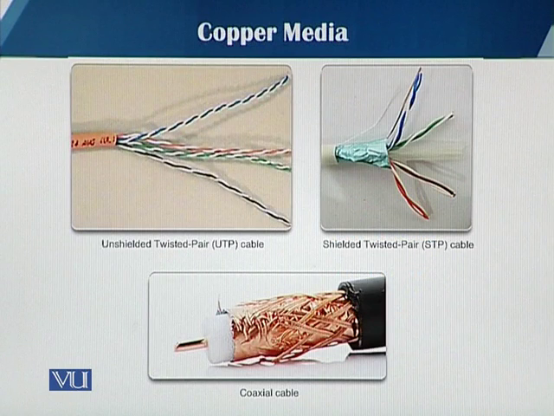Okay, so the first network media is copper media. And there are three main types of copper media which are basically being used in today's networks. The first is UTP cable, which is basically an unshielded twisted pair cable. The second is STP cable, shielded twisted pair cable. And the third form of copper media that are used in networks for communication is coaxial cable.